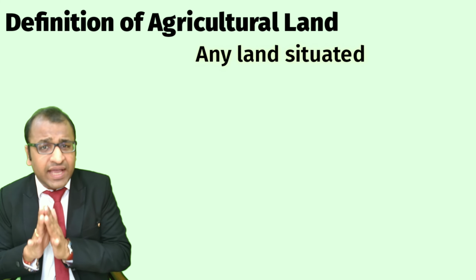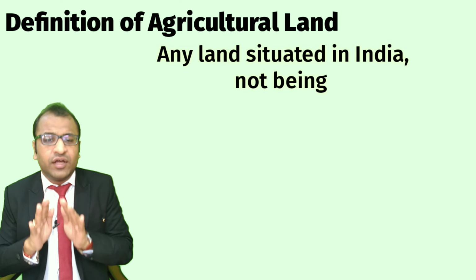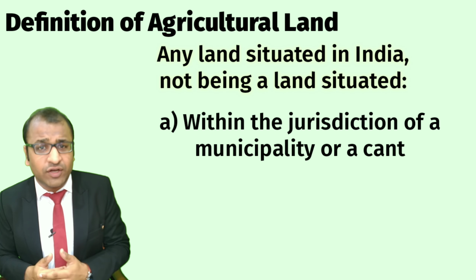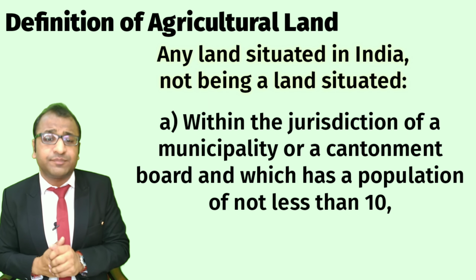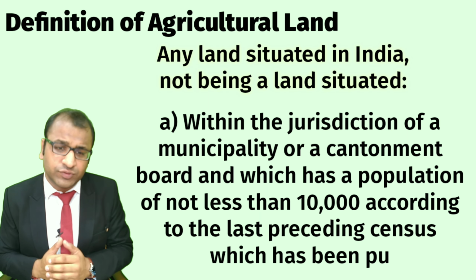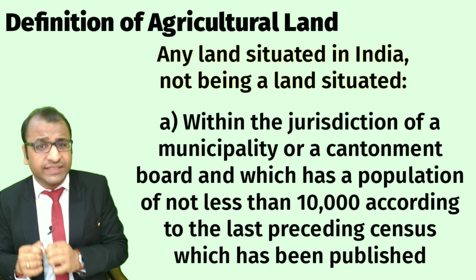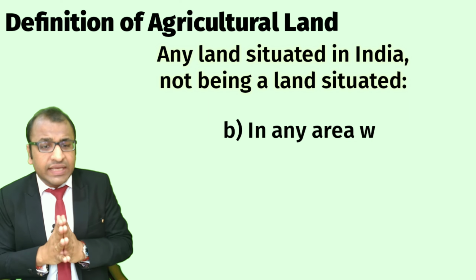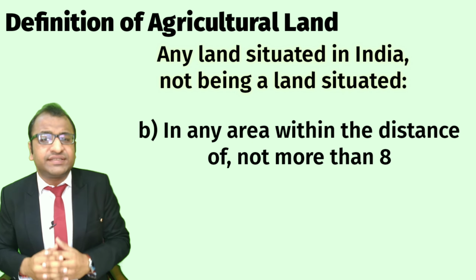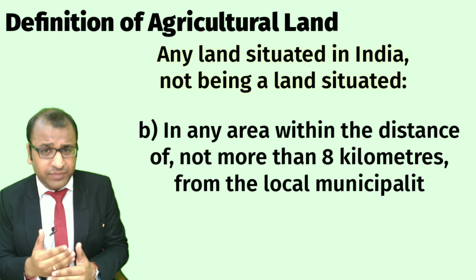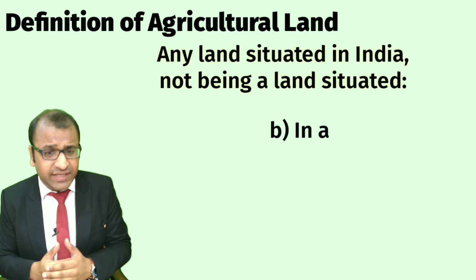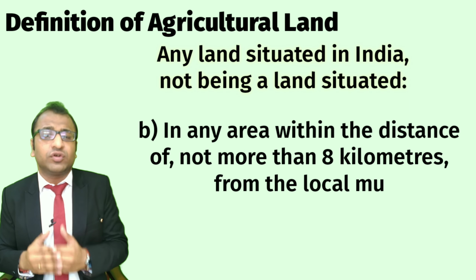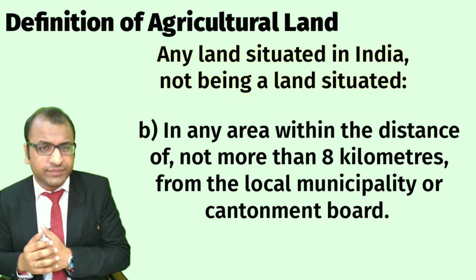Agricultural land means any land situated in India not being a land situated within the jurisdiction of a municipality or a cantonment board and which has a population of not less than 10,000 according to the last preceding census which has been published, or in any area within the distance of not more than 8 kilometers from the local municipality or cantonment board.